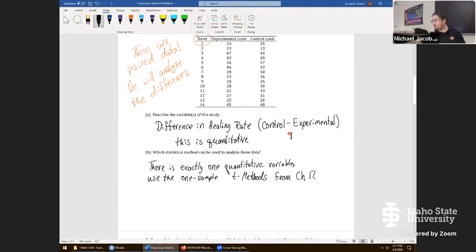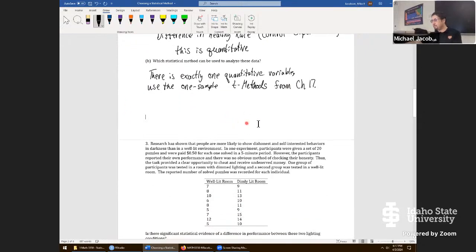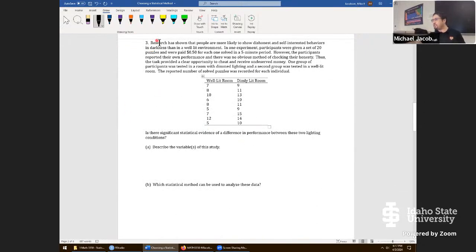Okay, well, let's take a look at the next question then. Problem 3 says, research has shown that people are more likely to show dishonest and self-interested behaviors in darkness than in well-lit environments. So already this looks like a psychology, maybe sociology type of problem. These are always really, really interesting.